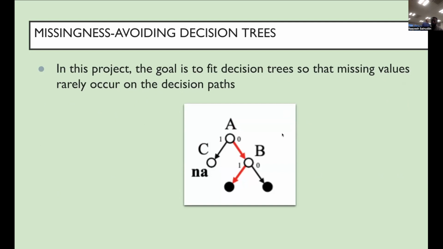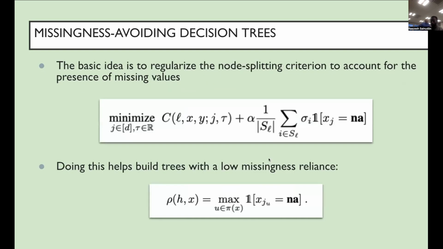When you train decision trees, typically you have to impute the data before you train. But we want trees that avoid paths where the features were originally missing in the decision rule. The basic idea is that we regularize the node splitting criteria to account for the presence of missing values. Typically, you build a decision tree by working with some sort of score like a Gini score or entropy, and then we also add a regularization term to the objective.